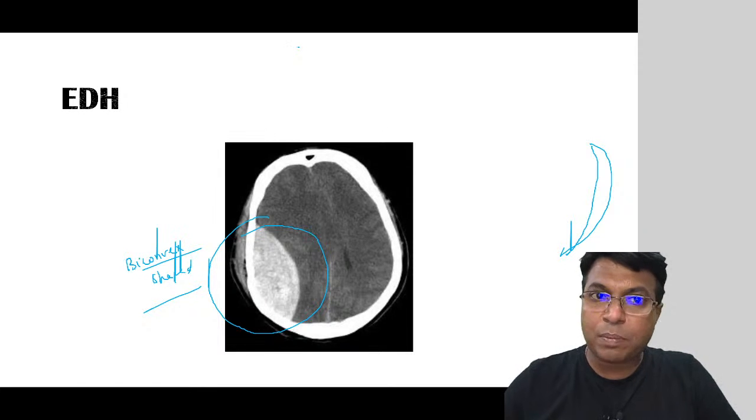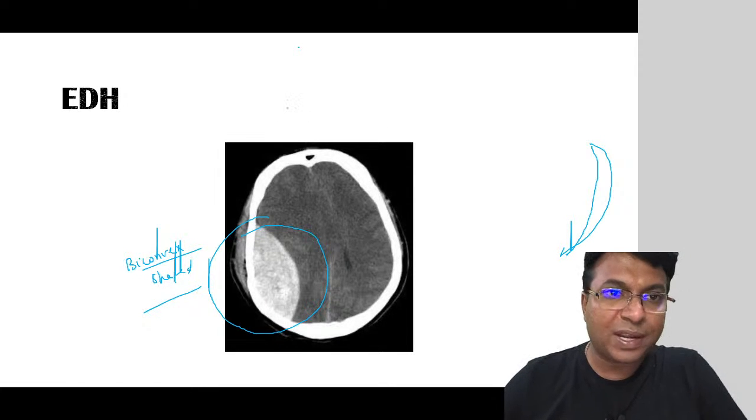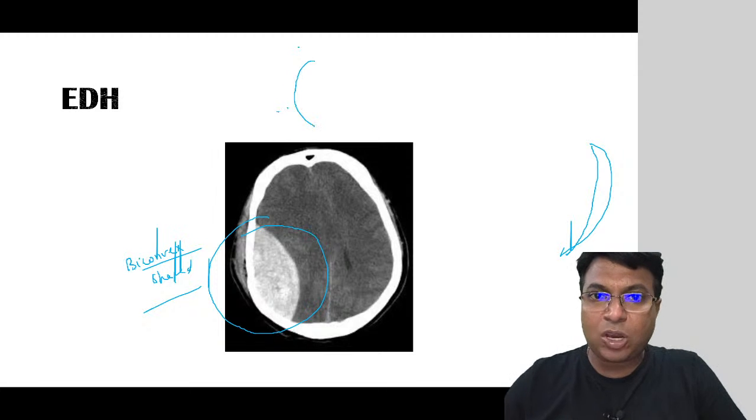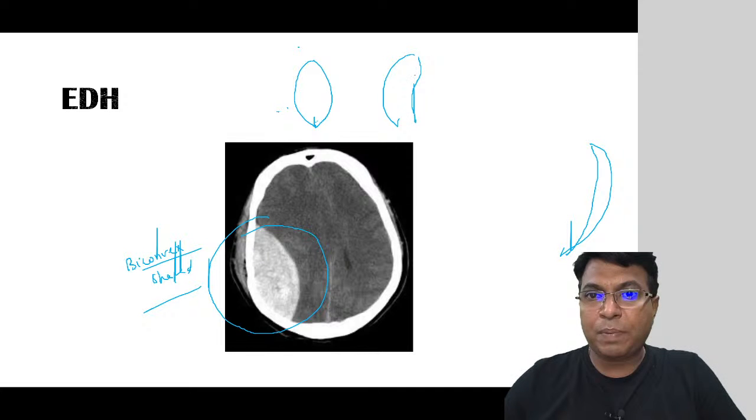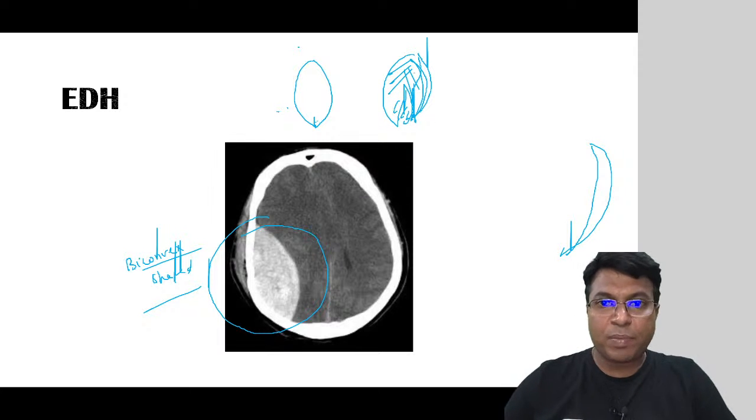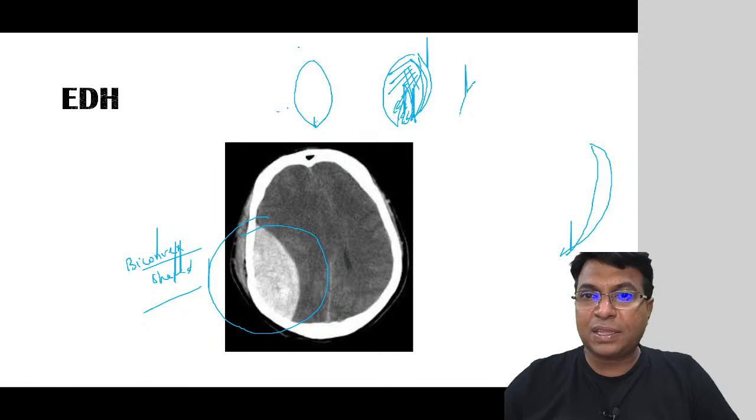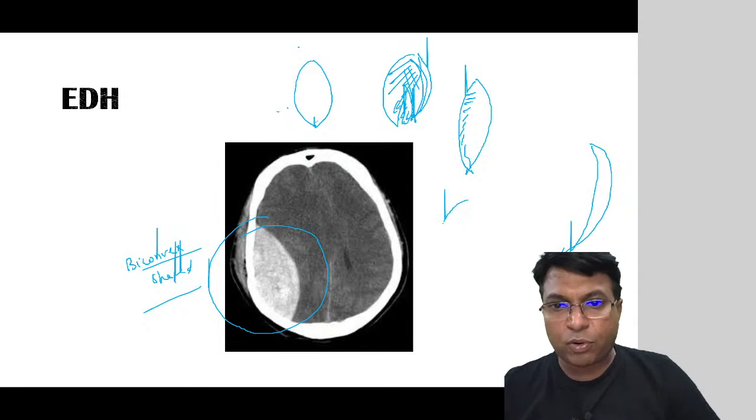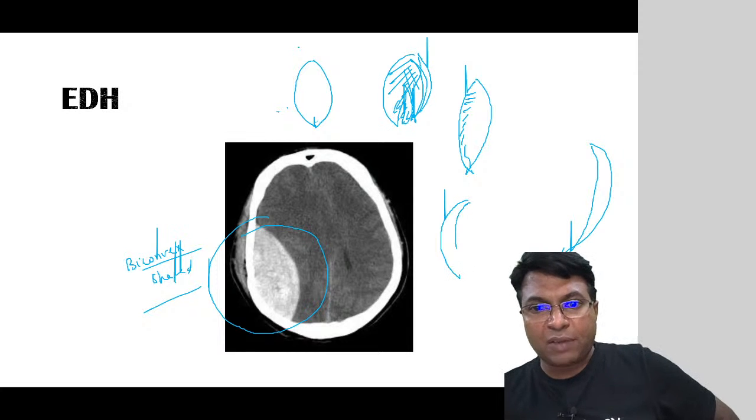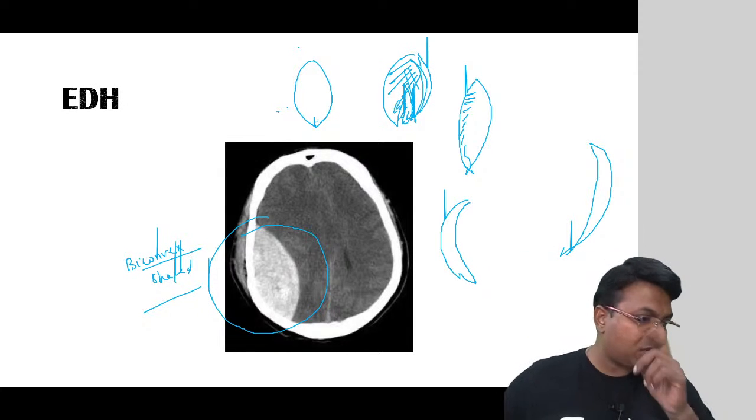You need not mug up these things. When you mug up, you will forget. Why is EDH biconvex? Because this is the skull and this is the meninges. The meninges can be easily compressed by the hematoma, and this will form a biconvex shape like this. Whereas here, on one side the meninges will be there, and on the other side the brain is there. So they get a concavo-convex appearance.